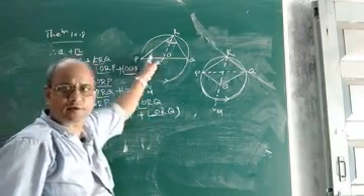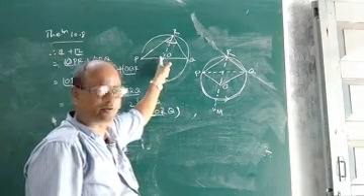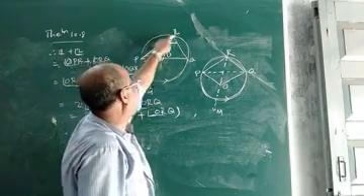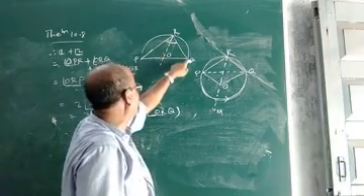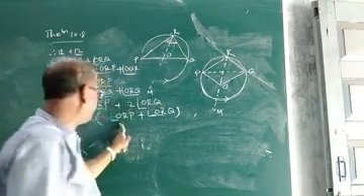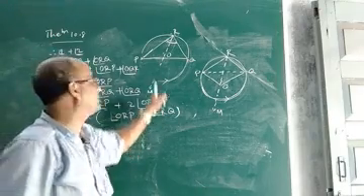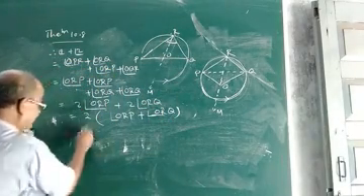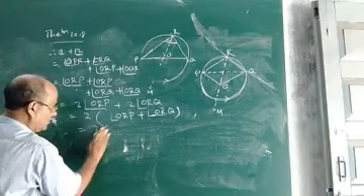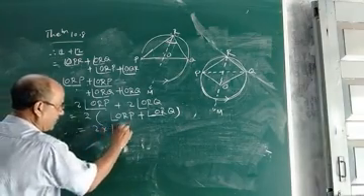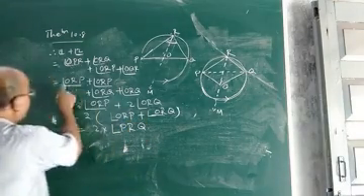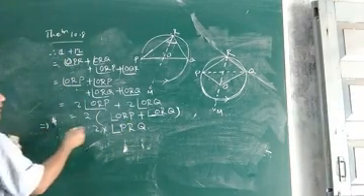See, the first figure I have dropped, look at the second figure, no problem. Angle ORP plus angle ORQ will give you angle PRQ. That means 2 into angle PRQ. And angle 1 plus 2, what does angle 1 plus 2 represent?